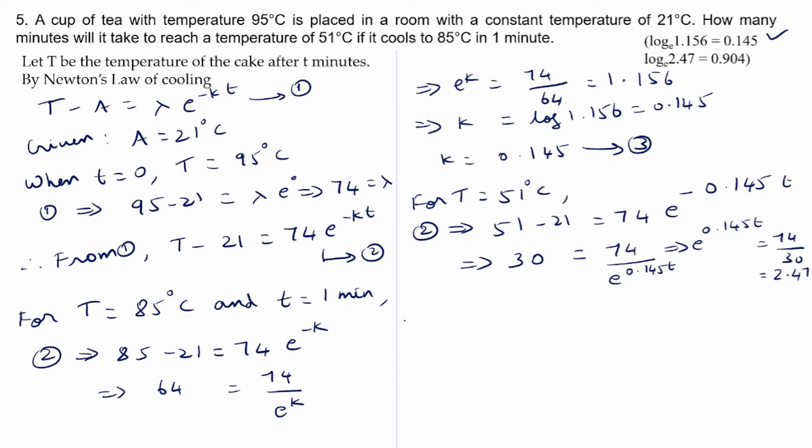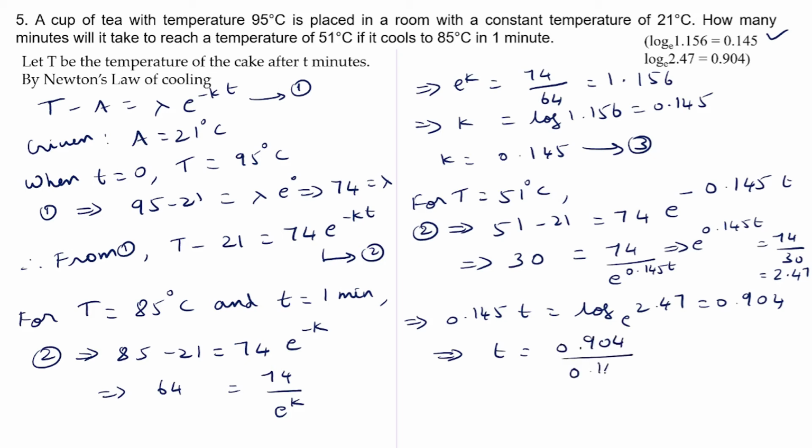Let us take log on both sides. 0.145 T equal to log 2.47 to the base e. Log 2.47 to the base e, the value is 0.904. From this we get T as 0.904 upon 0.145. This is approximately equal to 6.23.